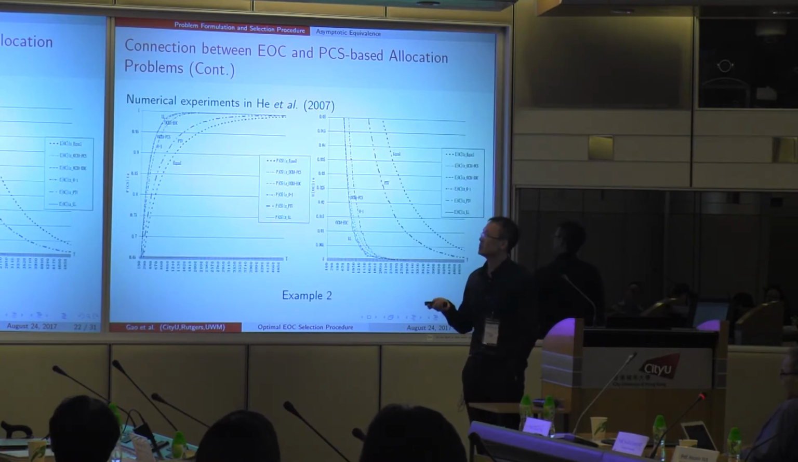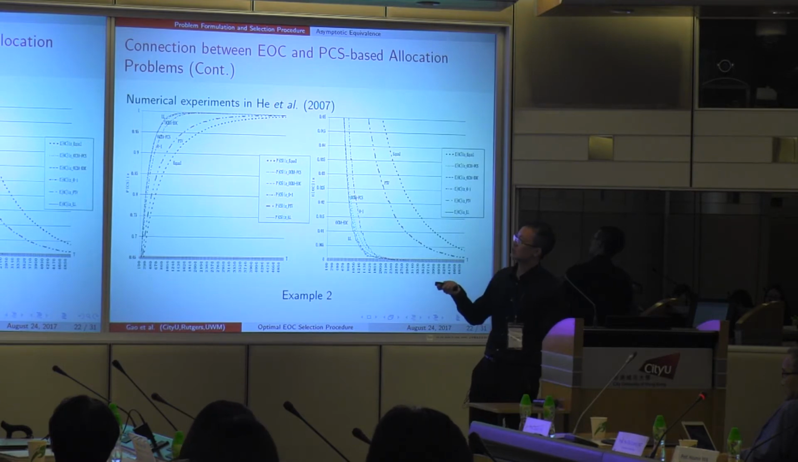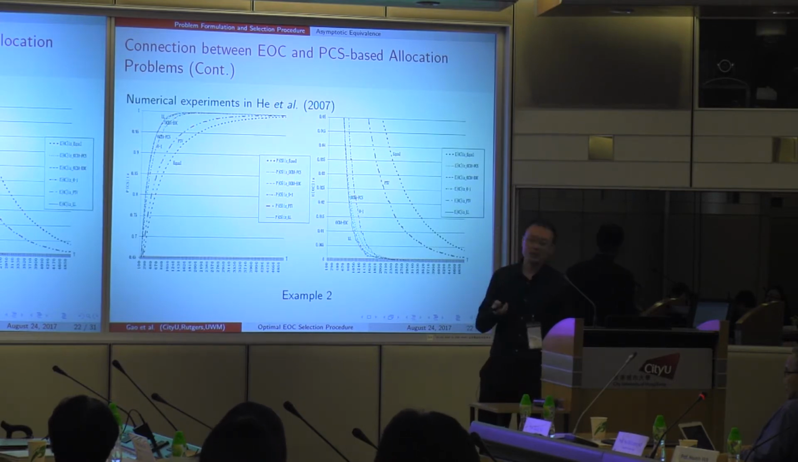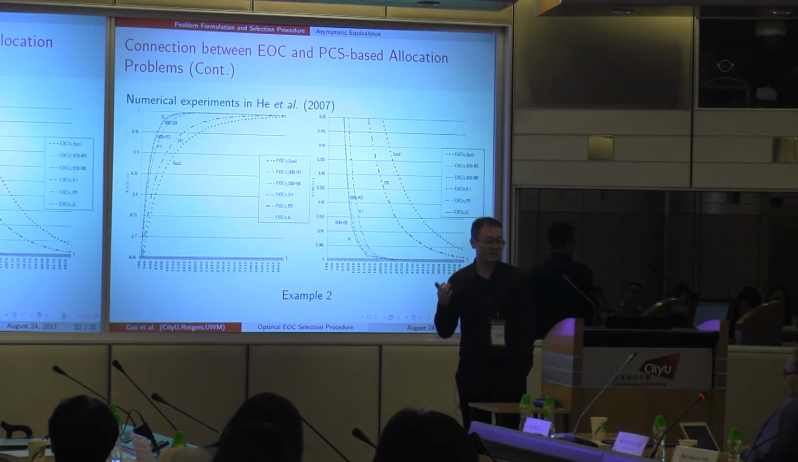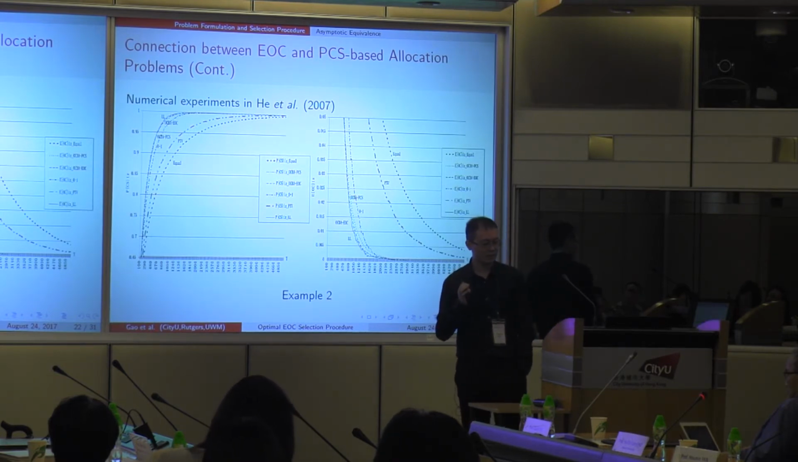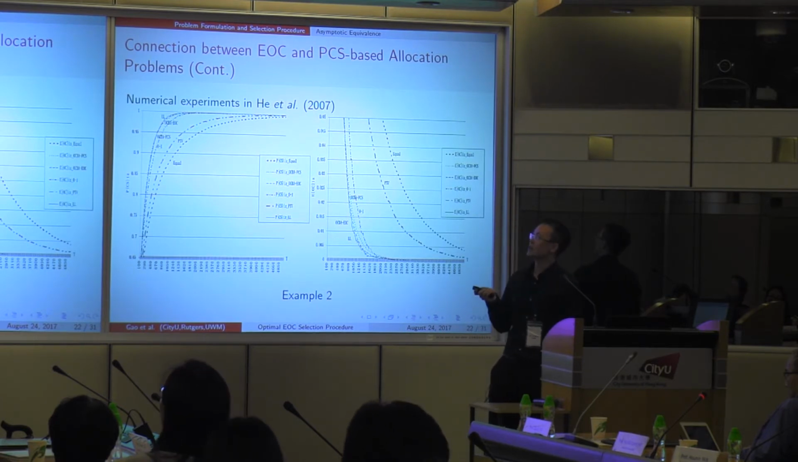Another example is the same. These 4 curves have very close performance. 2 of them EOC, 2 of them PCS. Same here. This should be surprising because EOC and PCS are 2 different objective functions. But it turns out that the algorithms designed for EOC and PCS usually have very close performance.